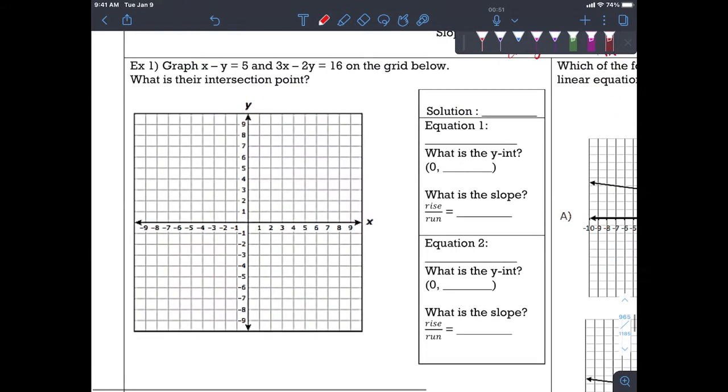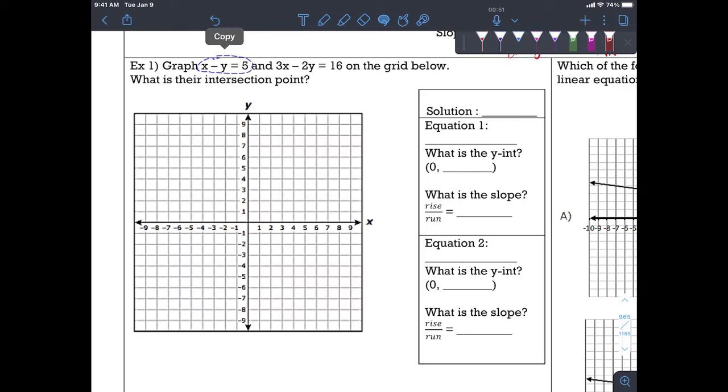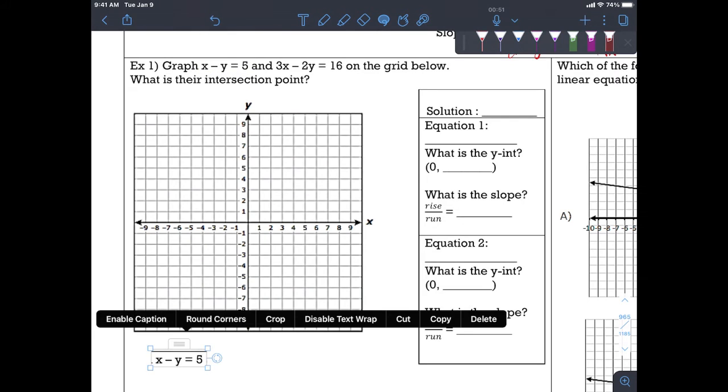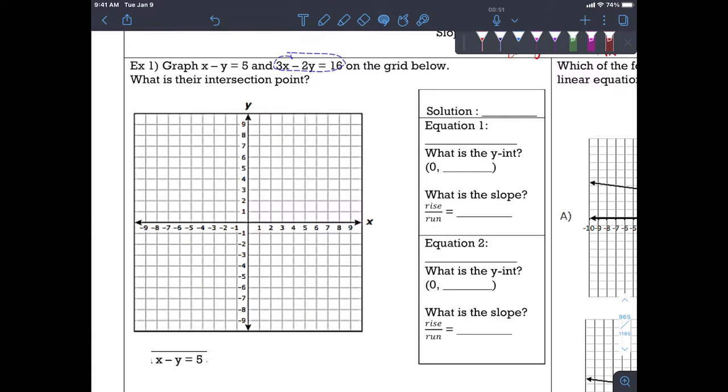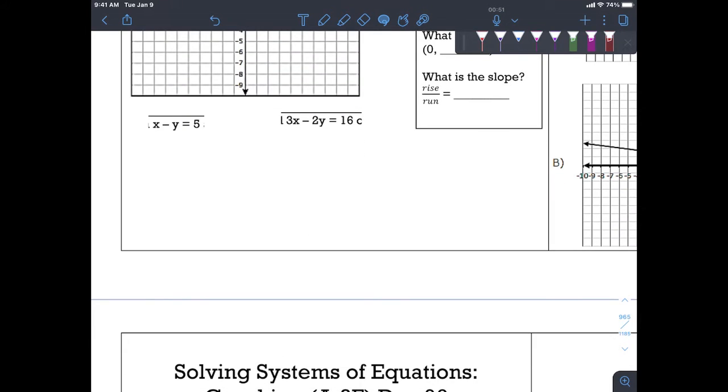So, first of all, here they're asking me to go ahead and graph these two. I see that these are both in standard form. I don't know how to graph stuff in standard form. So instead, what I'm going to do is write down that first equation, write down that second equation, and transition them to y equals mx plus b. So how exactly do I do that?